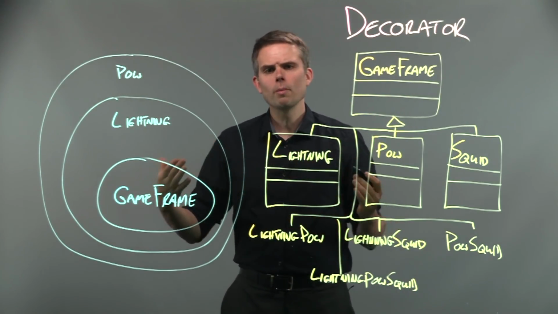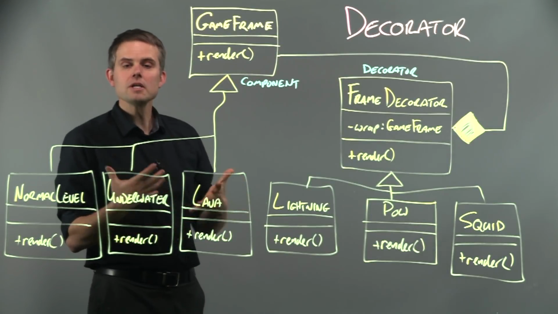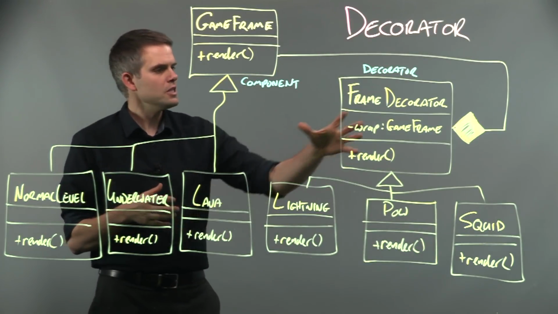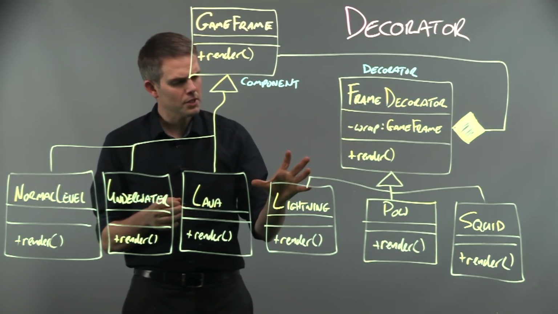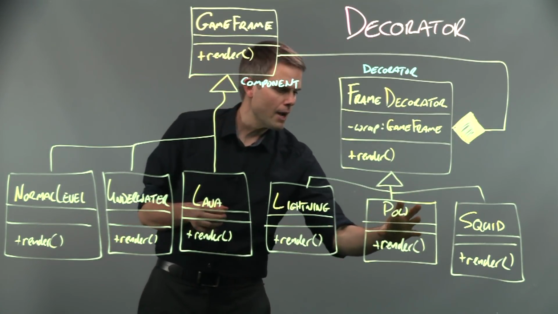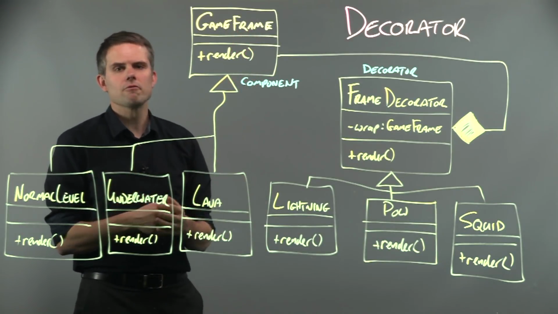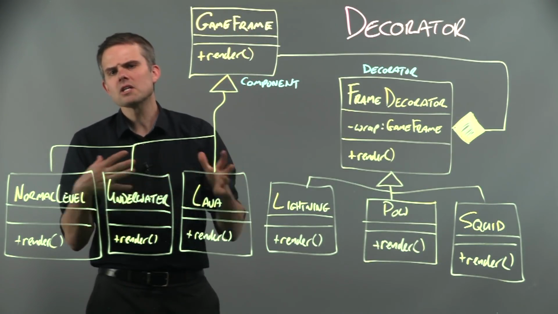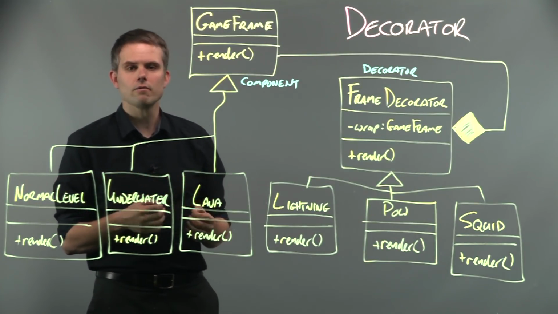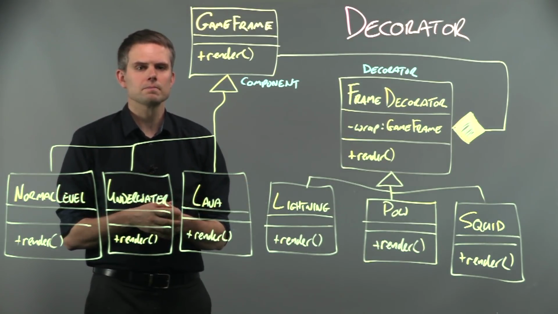So let's draw out the whole pattern and see how it applies to this example. What we've done here is we've applied the decorator pattern to that previous design. So we can see that we have the frame decorator, with its 3 main concrete decorator objects, the lightning decorator, the POW decorator, and the squid decorator. And these are the 3 things that can be layered on top of the game frame. And we've gone and actually extended that design to allow for the normal level, underwater level, and lava level. So we can capture these decorators in all of these different kinds of levels.